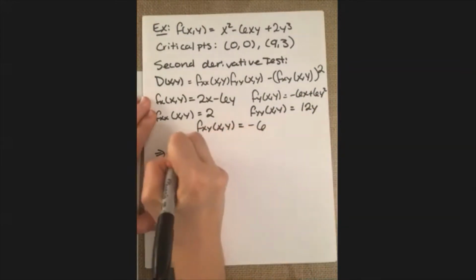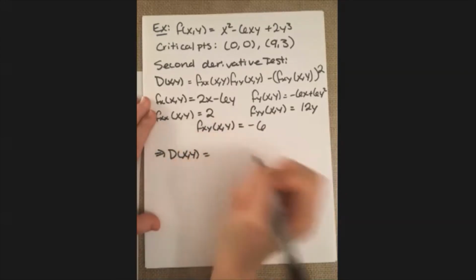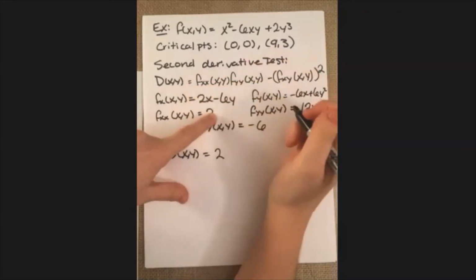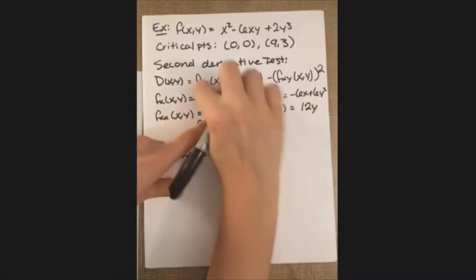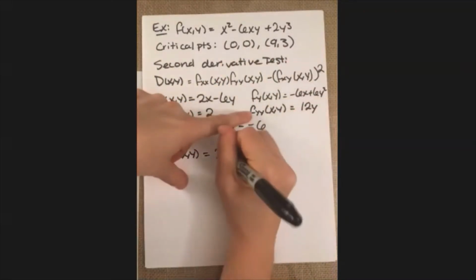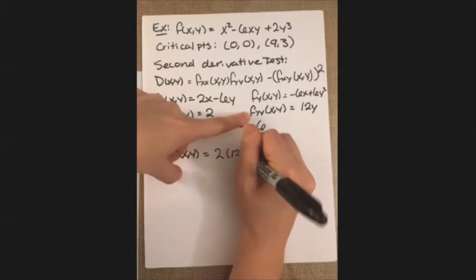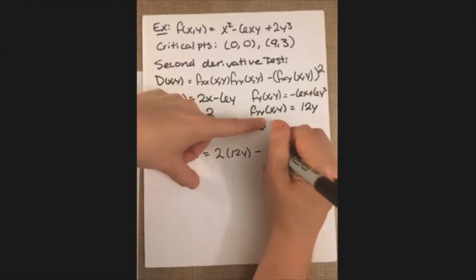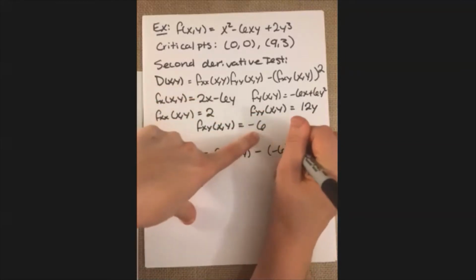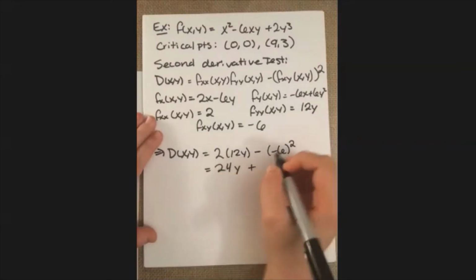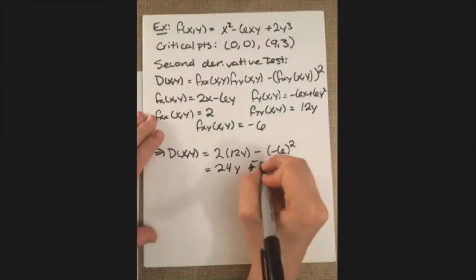But what this means, if I put all the pieces together, the general form D(x,y) is going to look like 2 is going to go in for that partial derivative with respect to x, or the second partial, and then times 12y for my second partial with respect to y, and then minus the -6 squared. So this is just equal to 24y minus 36.